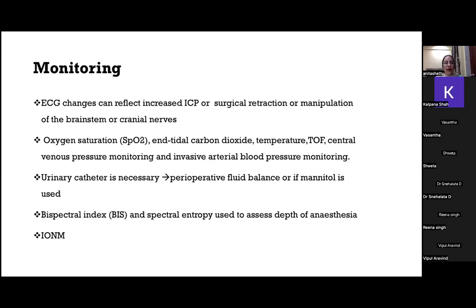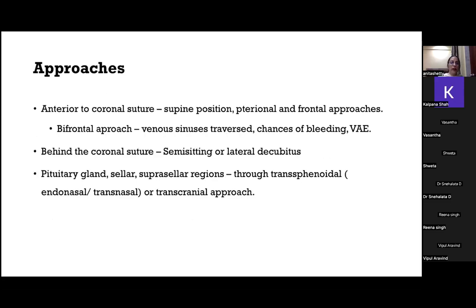Other monitoring are the standard ASA monitors like oxygen saturation, end-tidal carbon dioxide, temperature, peripheral nerve stimulator, train of four, central venous pressure monitoring, and invasive arterial blood pressure monitoring. The urinary catheter is inserted to monitor urine output. Bispectral index and spectral entropy are used to assess the depth of anesthesia. And if the surgery is near the eloquent area, then you may need to use intraoperative neurophysiological monitoring.